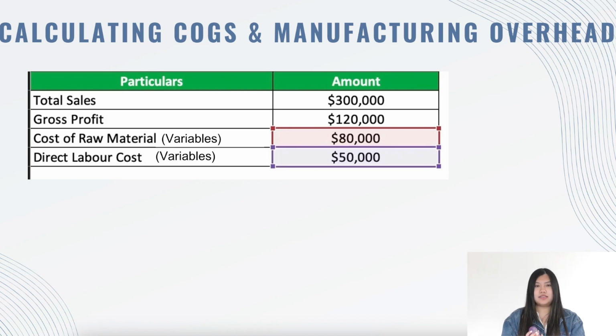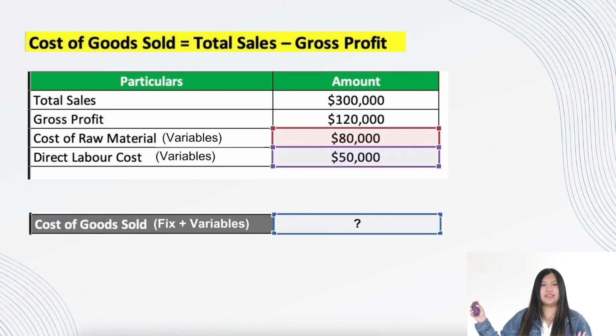Now that we know the numbers, how do you find the cost of goods sold? Highlighting the cost of goods sold, that would be total sales minus the gross profit. So what's the total sales? The total sales, as I said, is $300,000.